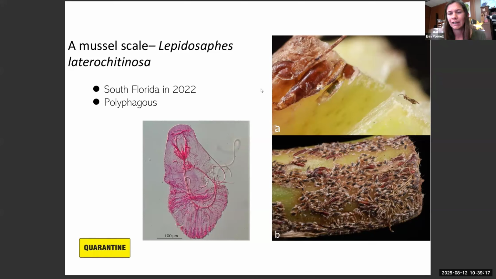So this scale is now present in, I believe, Palm Beach and Broward, maybe Miami-Dade. So those three South Florida counties. And this one's polyphagous. I'm mostly seeing it on ornamentals like Aglaonema and Dracaena.